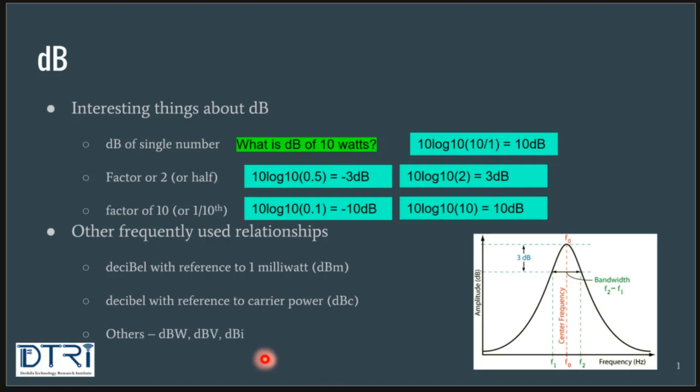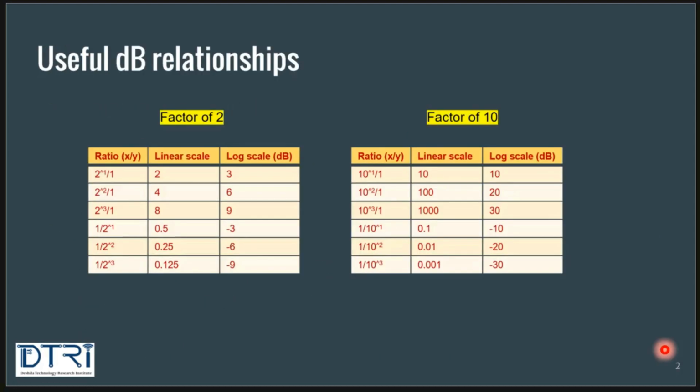Then there are other relationships like dBW where you measure power with respect to 1 watt, and dBV where you measure voltage with respect to 1 volt, and dBi, so antenna engineers may remember, this is the gain of an antenna with respect to an isotropic antenna. Finally, remember that decibel or dB is not a unit, but in common system analysis, even though it is unitless, it is considered as a unit and represented in system analysis. These are the commonly used dB relationships for a factor of 2 and factor of 10. It is important and it is also easy to remember both these tables.